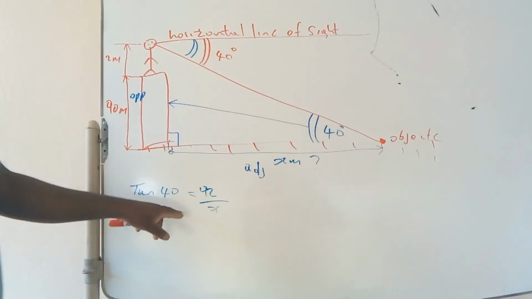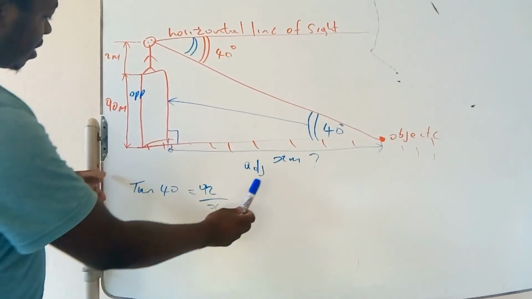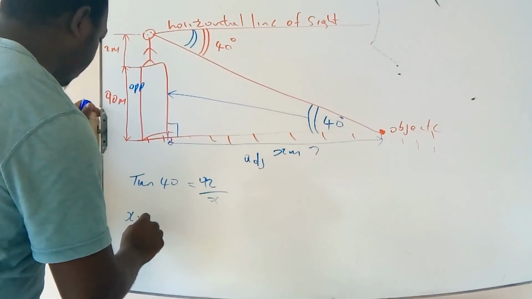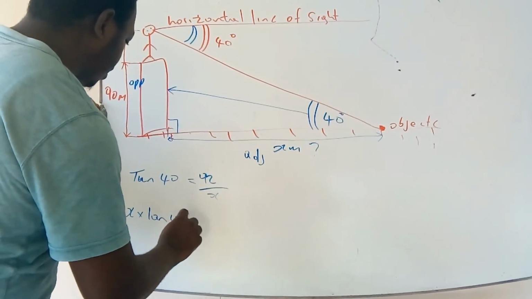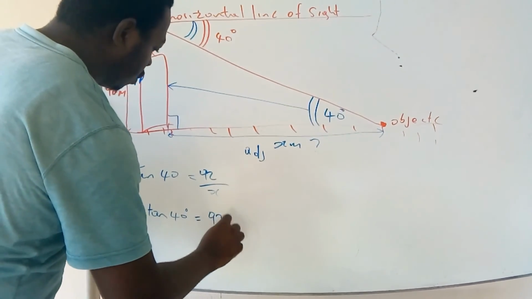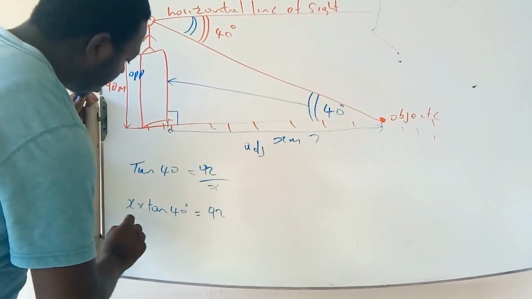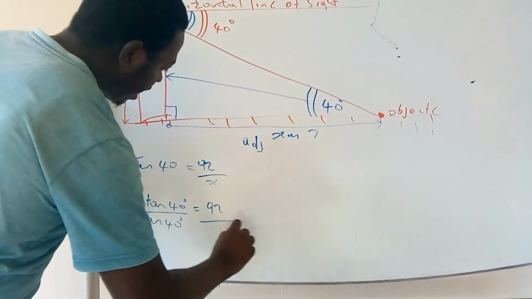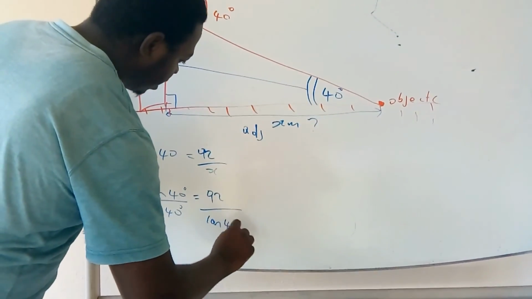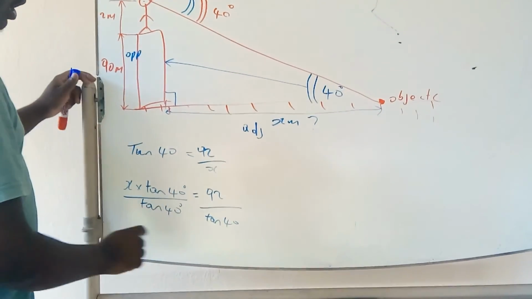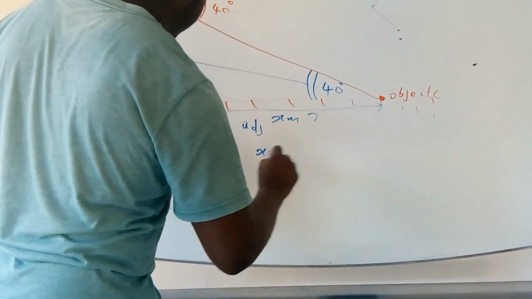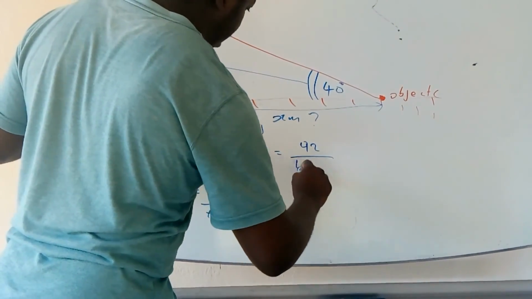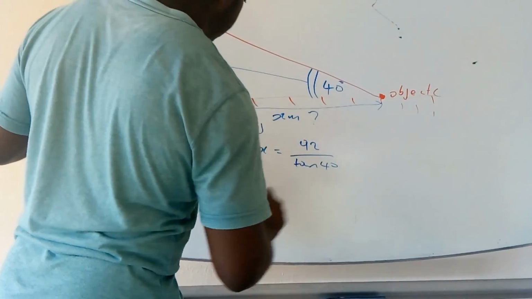If you multiply both sides by x, you end up with x times tangent of 40 degrees is equal to 92. Then divide both sides by tangent of 40 degrees. We now know that x is equal to 92 meters divided by tangent of 40 degrees.